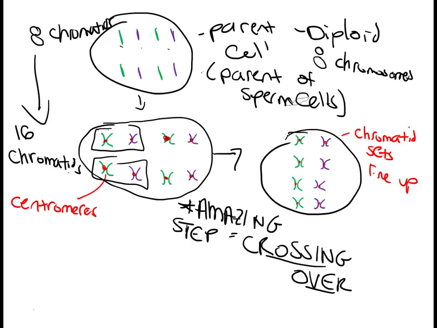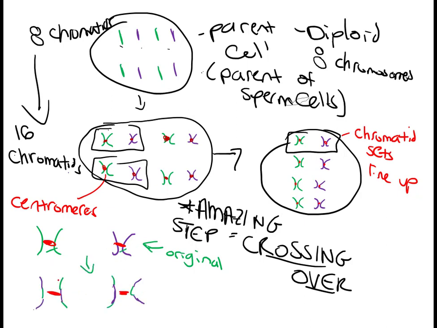If you zoom in on one of these sets of chromosomes, they originally look like this. But what's going to happen is some of the parts from this chromosome are going to swap with parts from this one. So what you're going to end up with is chromosomes that are all mixed up. Some of the genes from this one went over here, some of the genes from this one go over here, and they're all mixed up all over the place. And this is what introduces that variation.